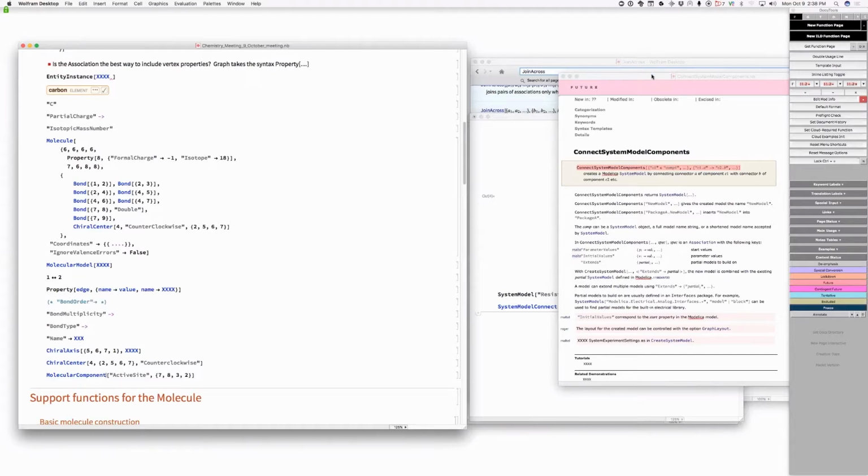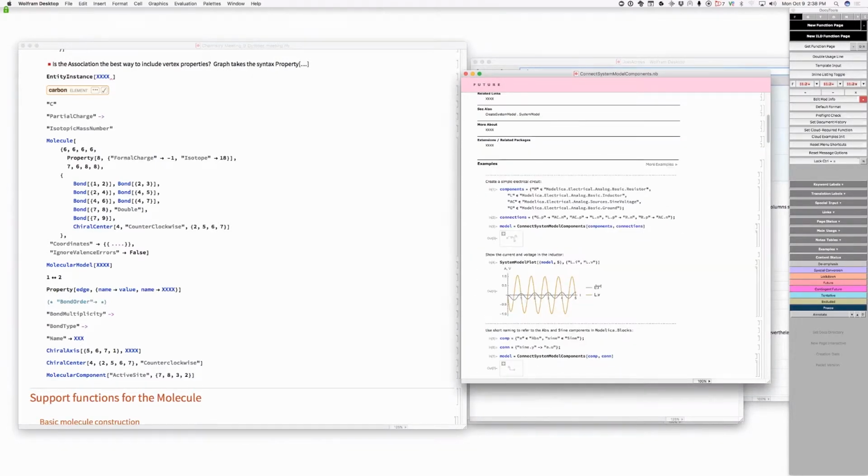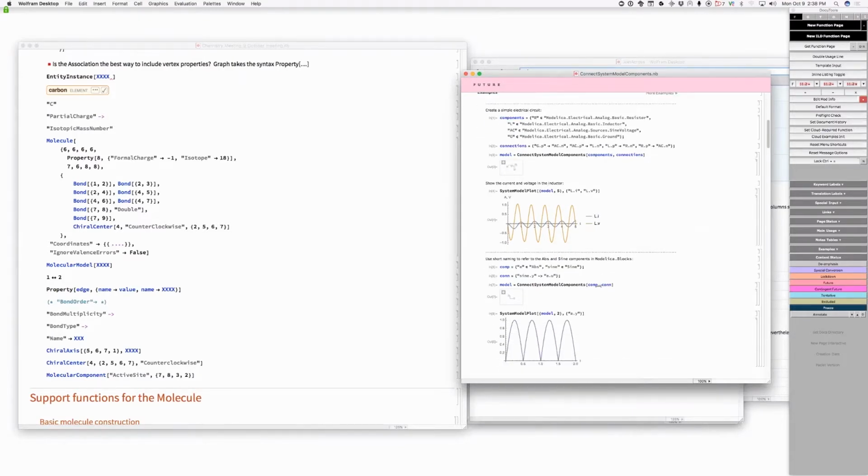So what is this thing doing here? Do we have examples here? Hold on, I need to look at your screen. Yes, you're looking at them.